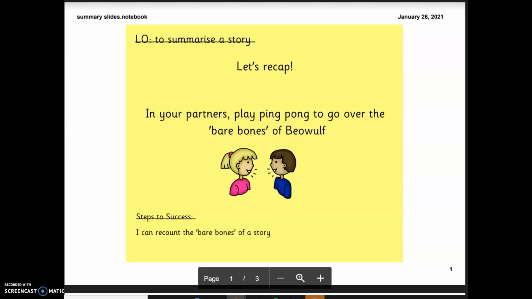Morning everybody and welcome to this morning's English lesson. So, now you've read the whole story of Beowulf. If you haven't, you please need to read the rest of the story before you do this lesson. You are going today just to think about how we're going to summarise the story.